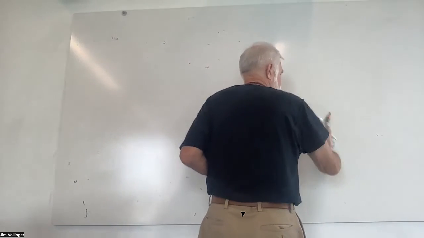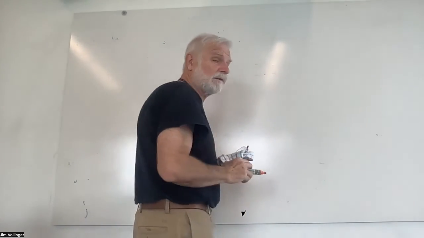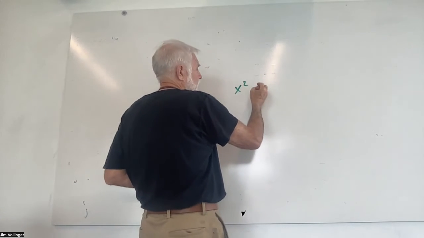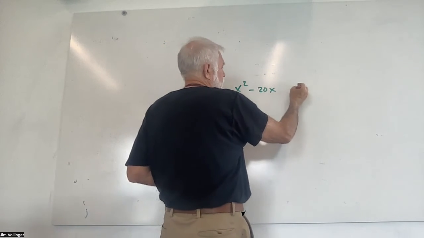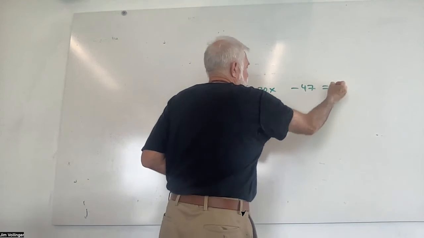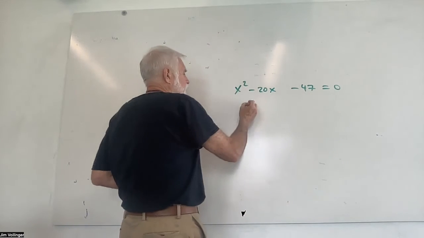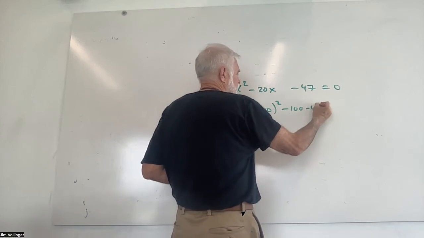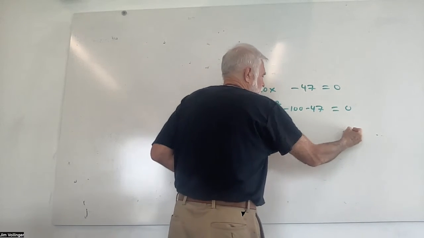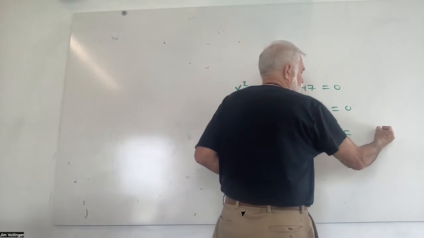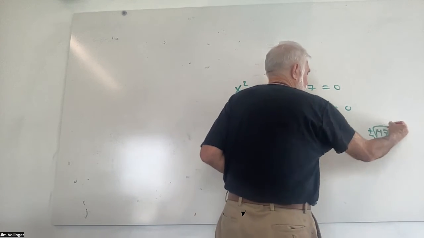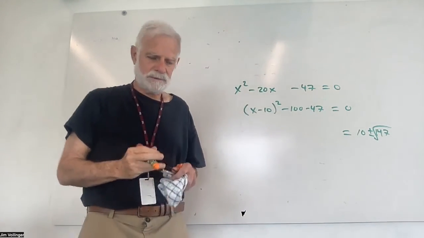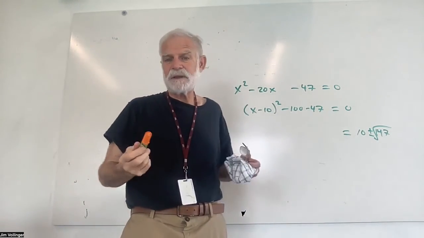Some nice thinking about inverse operations when you do it that way, which I think is actually a healthy thing for you. So let's do x squared minus 20x minus 47 equals 0. You pause the video. (x minus 10) squared minus 100 and minus 47 equals 0. So what do we have? Positive 147 on this side plus minus square root, bring over the 10.